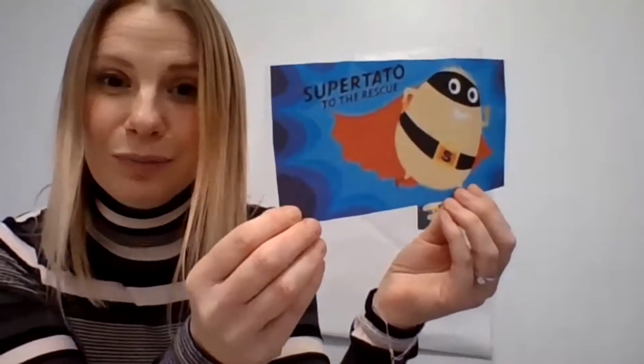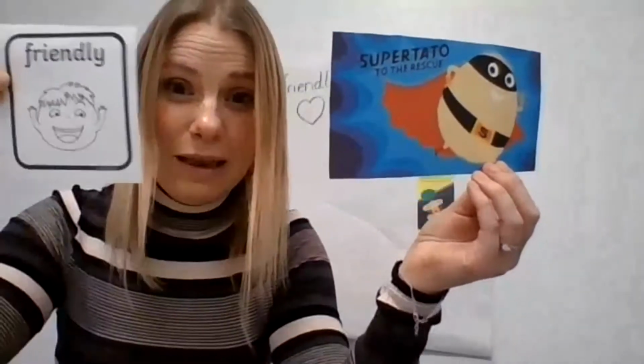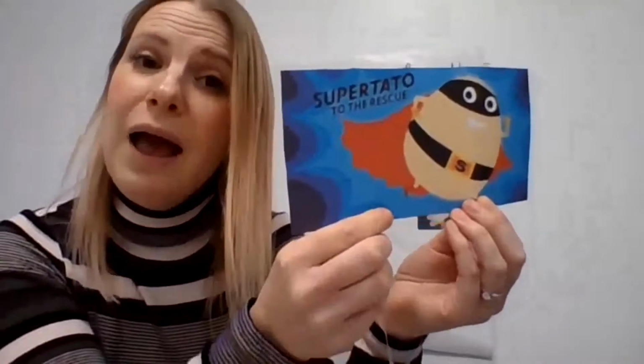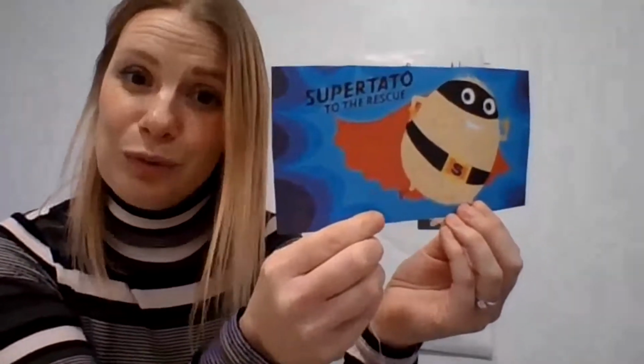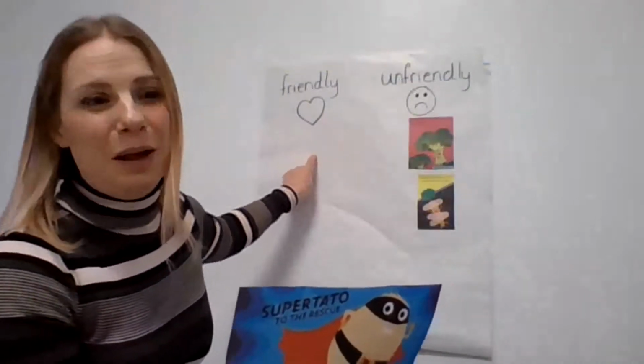That's right. Supertato is coming to the rescue. Is this friendly or unfriendly? Pause the video now and talk to your helper. That's right, reception. It's very friendly. Supertato has decided to use his own time and his own strength to come and help all the vegetables. That's a very friendly thing to do. So it needs to go on our friendly side.